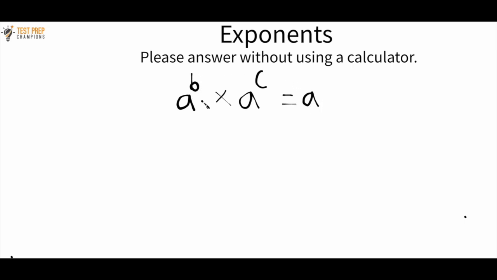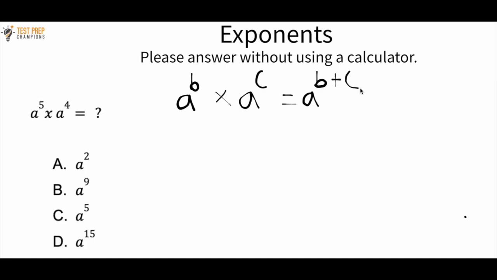So in other words, a raised to the power of b times a raised to the power of c is the same as a raised to the b plus c. So let's go over an example now. The example says a raised to the power of 5 times a raised to the power of 4 is equal to which of the following? Is the answer here A, B, C, or D?